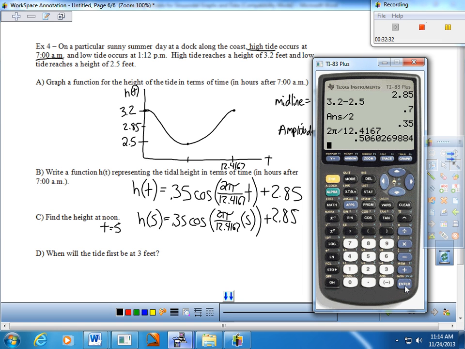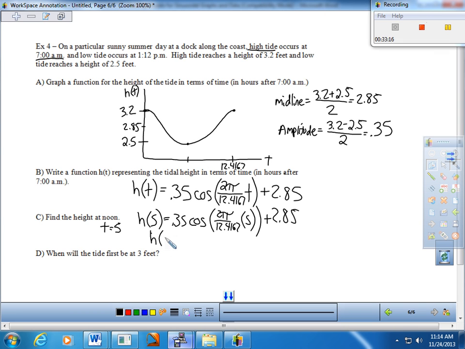Okay, well, let's do it. So we wanted to put in 5 for t. So 0.35 cosine. Our b value is this guy right here, 0.5060, times the t value. There it is, just following right along here, everybody. Close it, and then add 2.85. And there we go. About 2.56, give or take. So let's put that in. H of 5 is about 2.56. So time and height. Wonderful. Let's do the last piece.